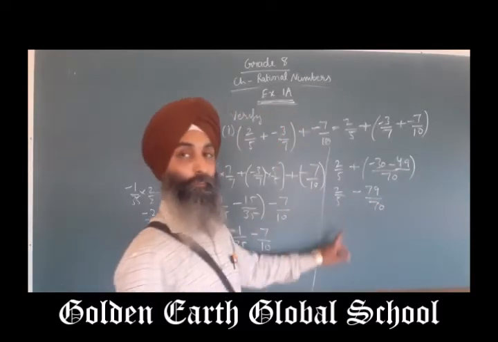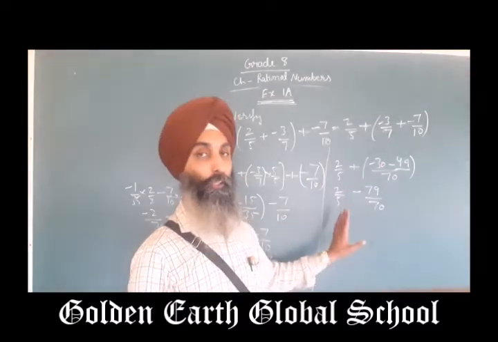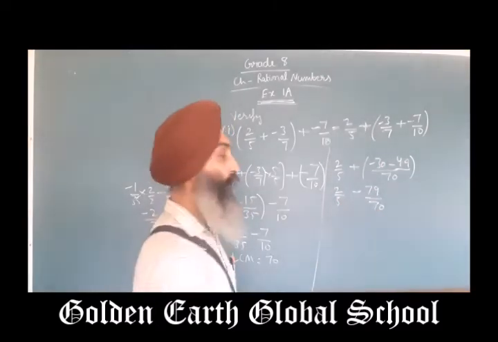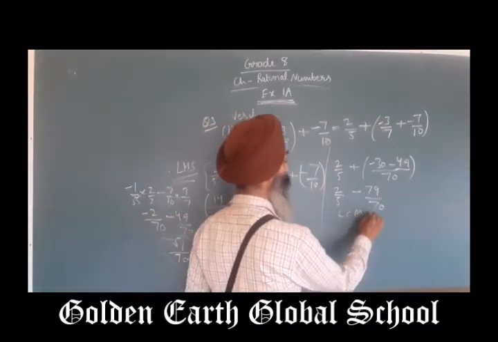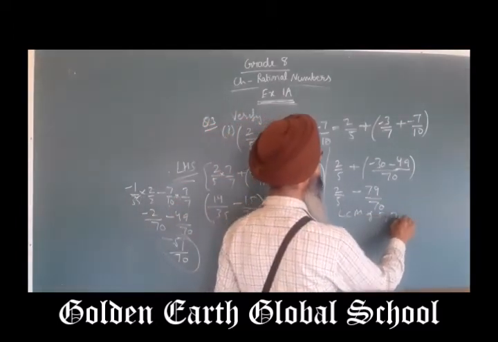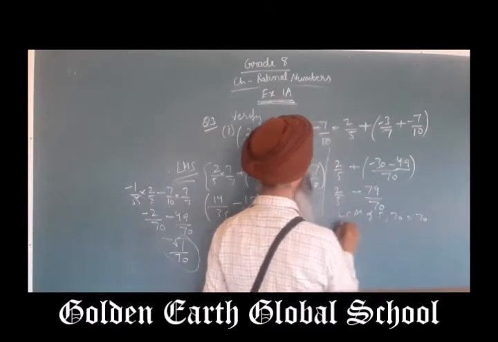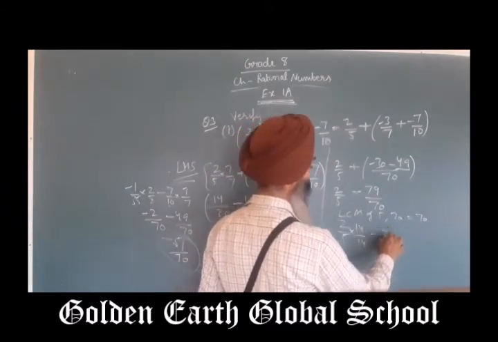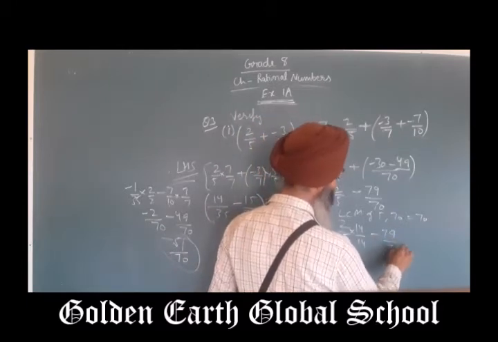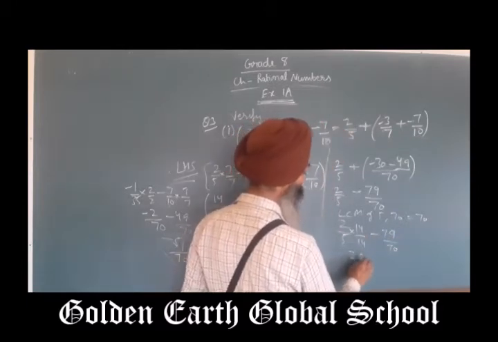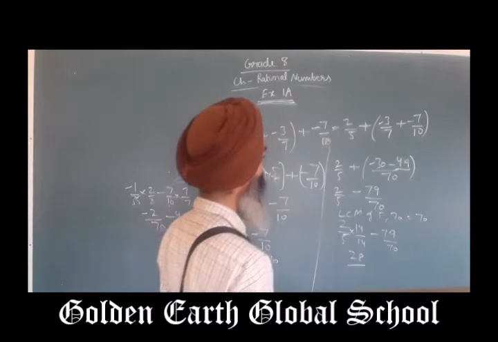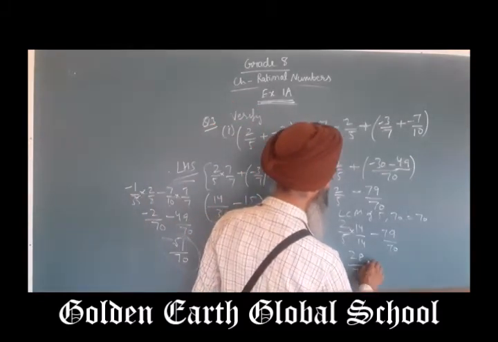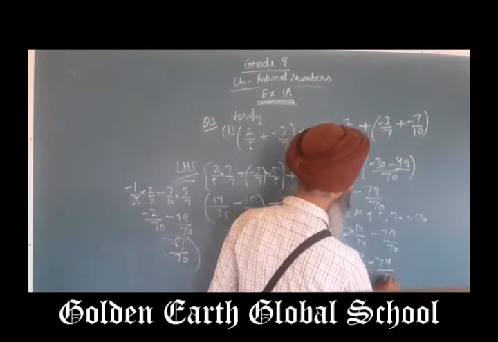Now the LCM of 5 and 70 is 70 because 70 is a multiple of 5. So you can say LCM of 5 and 70 is 70. So how to make it 70 by multiplying 14? ये तो 70 है ही. So 14 times 2 is 28. Done. 28 upon 70 minus 79 upon 70.